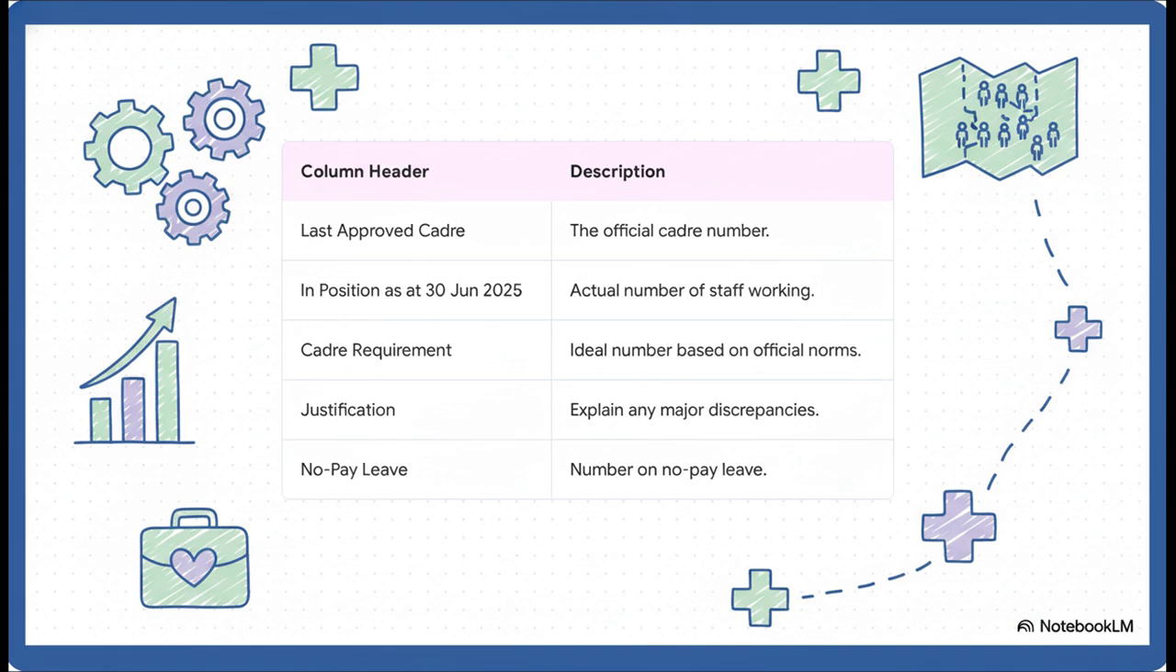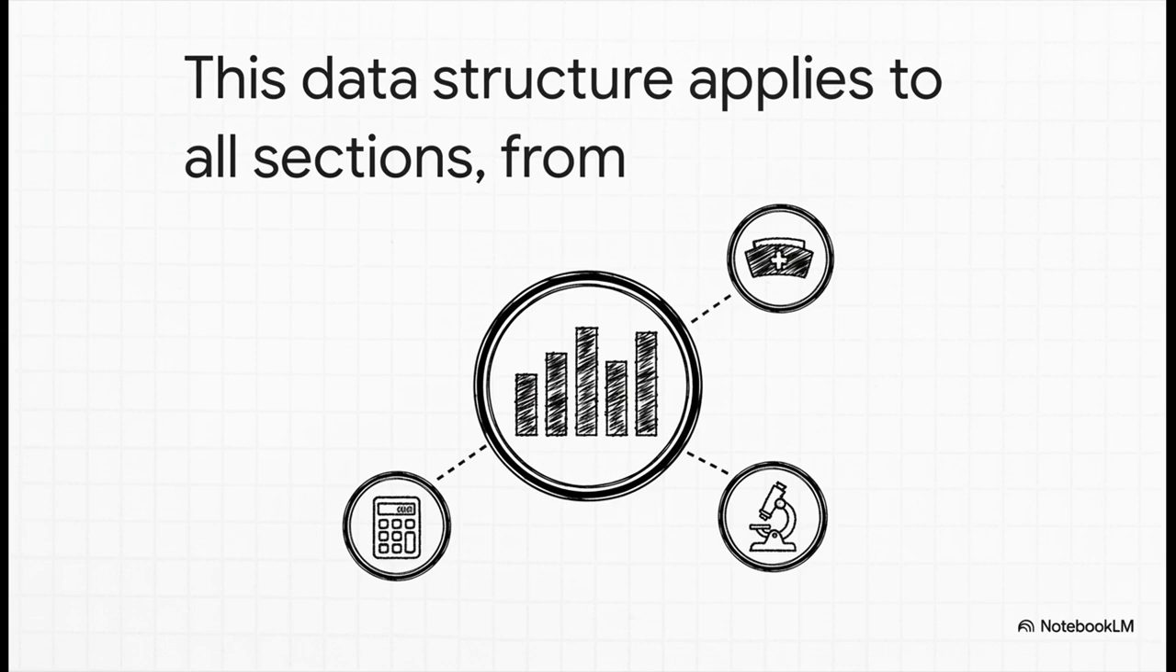Then we have justification. And this box is super important. It's your chance to explain any big gaps or differences. And finally, there it is again, that no pay leave column we just talked about. And here's the best part. Once you get the hang of that 5-column layout, you've basically cracked the code for the whole form. Seriously, that same structure just repeats over and over again for every department, whether you're talking about admins, support staff, or your technical teams. It's all about that consistency.